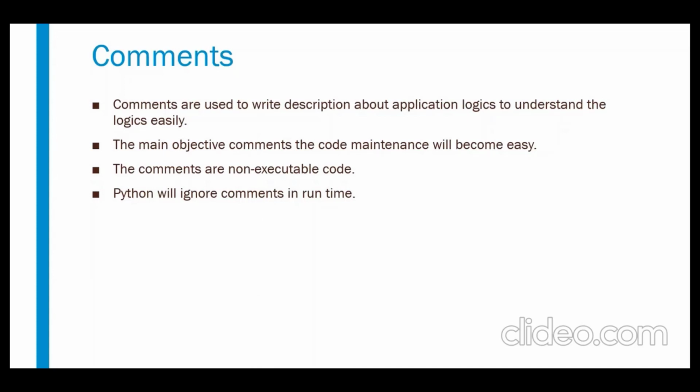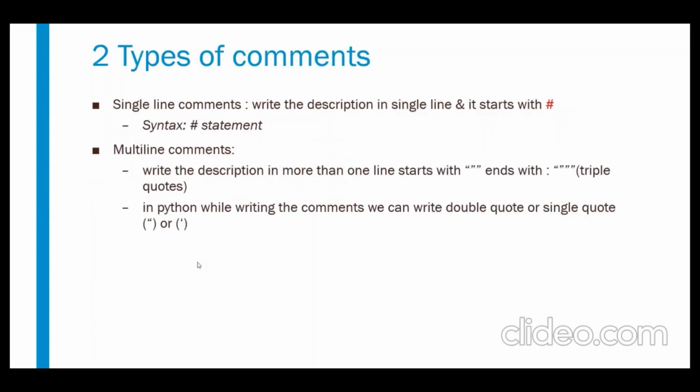So let us see how we can write comments in Python code. We have two types of comments: a single line comment and multiple line comments. Now let's see how we can do those. For a single line comment, we can just use the hash symbol. And if you want to put multi-line comments, we can use triple double quotes or triple single quotes. Let us see how we can do that.